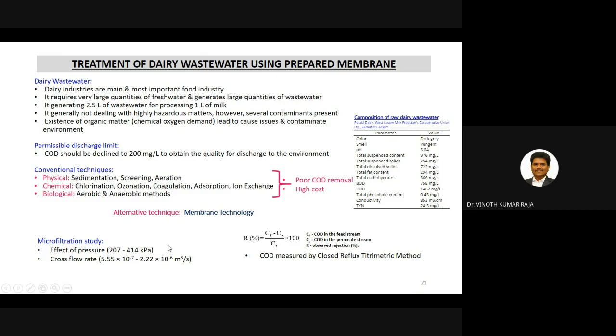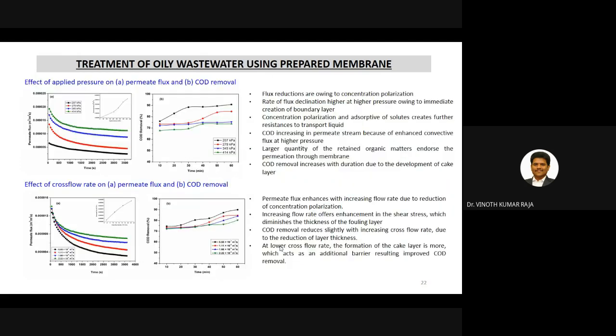Here we have studied the effect of pressure, the variation of pressure, and cross flow rate. Rejection is observed by using the same formula we followed in the earlier case, and COD is measured by the closed reflux spectrometric method. So, the effect of applied pressure on permeate flux and COD removal.